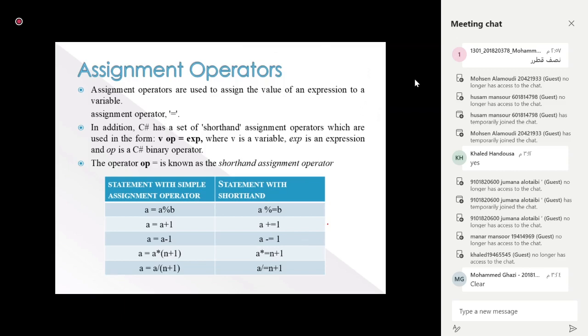Shorthand assignment operators. We can write shorthand assignment operators. For example, if I want to write A is equal to A mod B, I can simply write A mod equal B. Both are the same. If I want to write A is equal to A plus 1, I can simply write A plus equal 1. These are called shorthand assignment operators: modulus equal, plus equal, minus equal, multiplication equal, division equal.